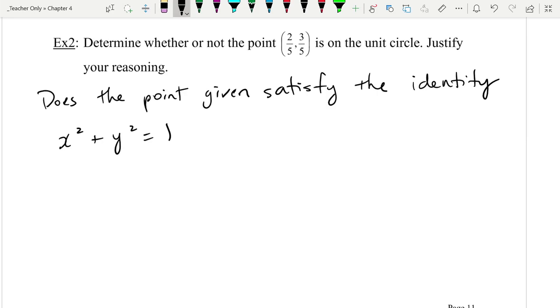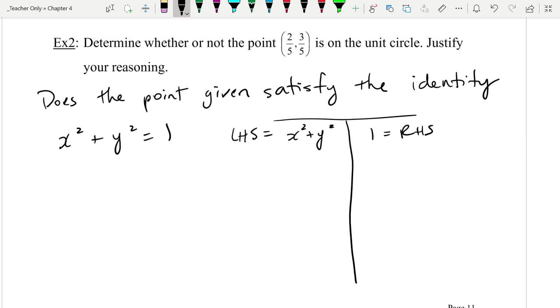So left-hand side is going to be x squared plus y squared equals 1. And I'm going to plug in, so the left-hand side, actually, I'm going to redo this. Left-hand side is going to be x squared plus y squared, and right-hand side is going to equal 1. And I'm going to make a little t-chart out of it, the left-hand side and a right-hand side. There we go. This is how you do proofs in math. So we have to prove that those two things are the same. So let's plug in the numbers.